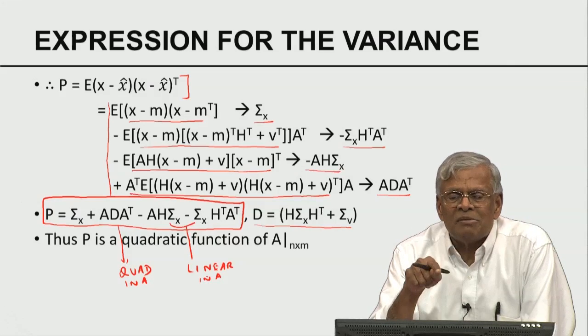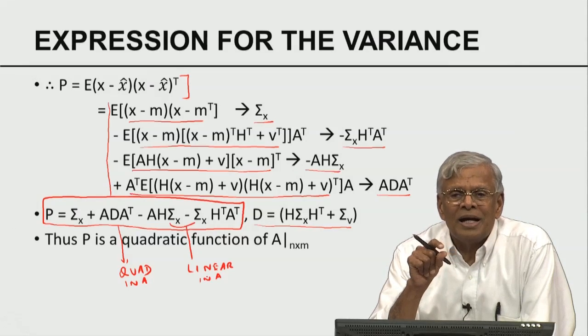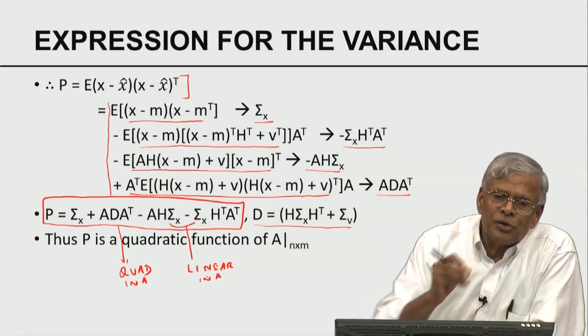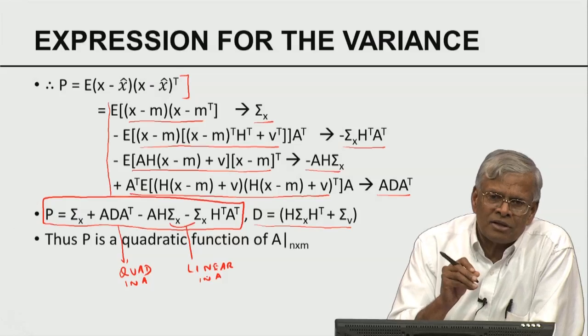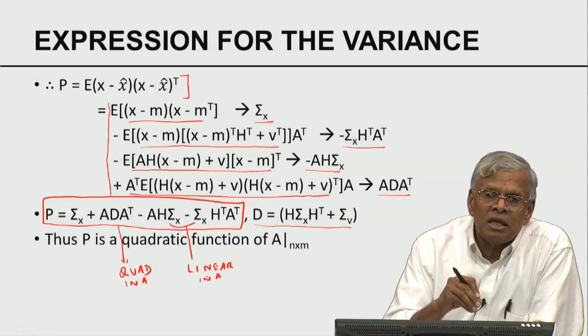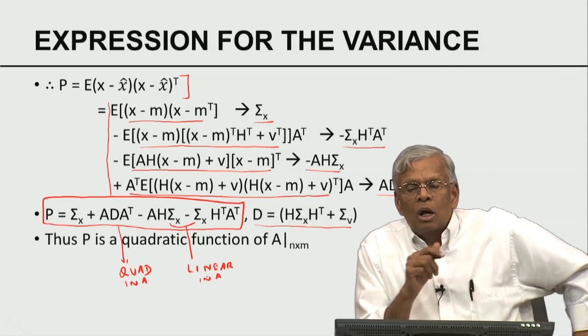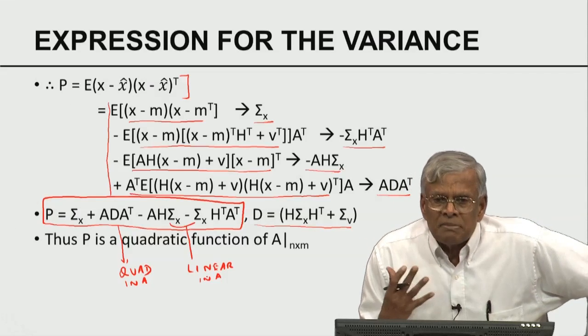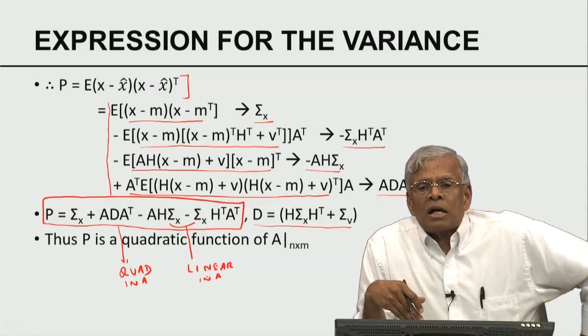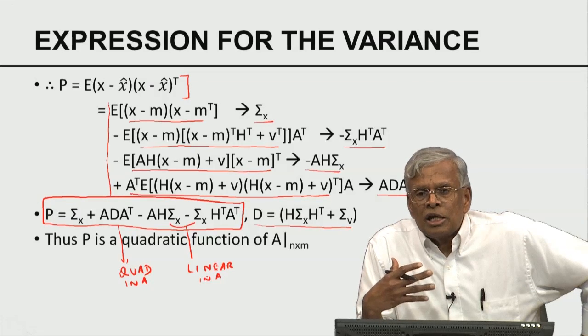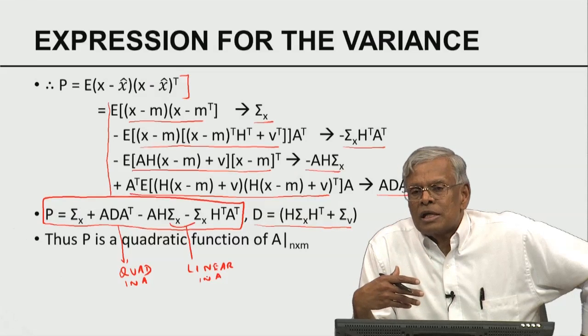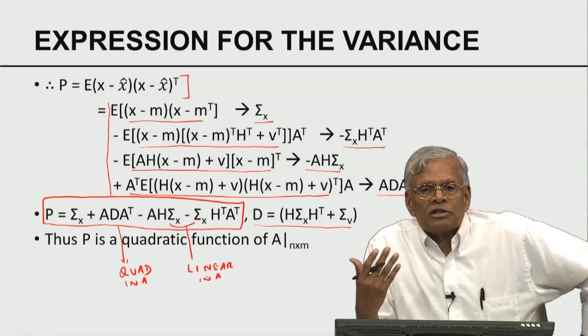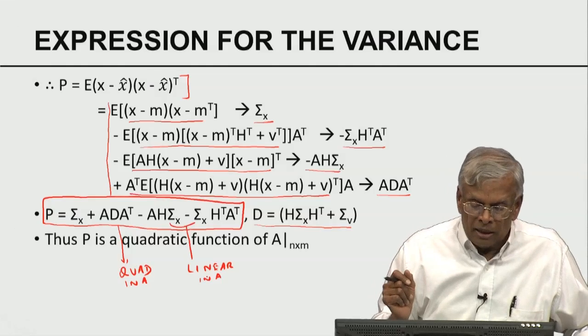To be able to attain minimum variance, what are we going to be doing? We are going to be using the tool, the unknown elements of the matrix A. So I am going to fine tune the elements of the matrix A such that the trace of P becomes minimum. Why trace of P? P is a matrix. The diagonal elements of the matrix are variances. So the total variance, the sum of all the variances in the components of the estimate, is equal to the trace of P.